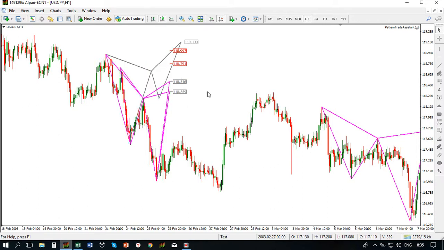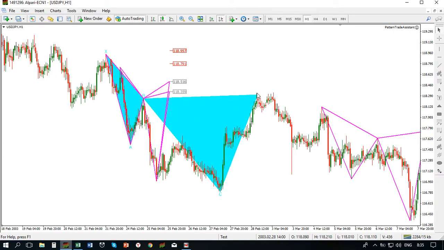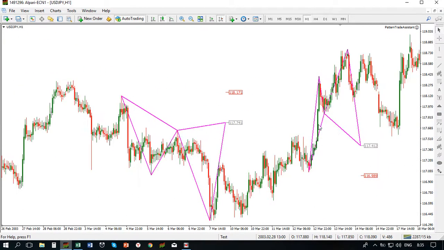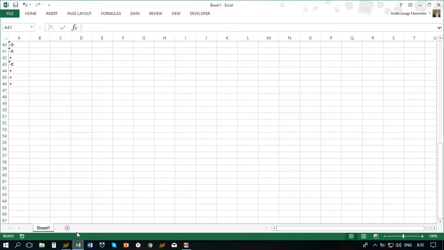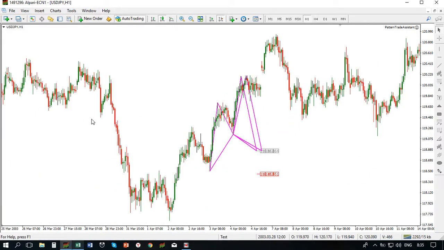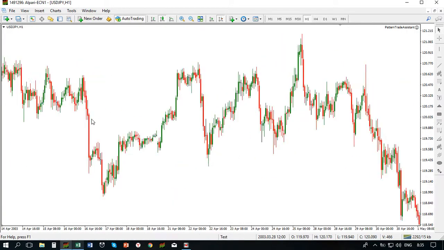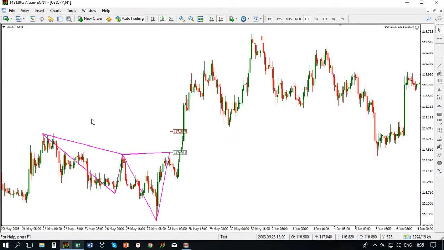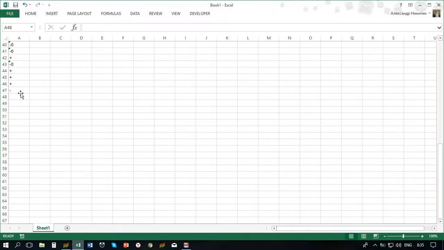Okay, what is this? It is a butterfly pattern. X to A to B to C, like this. You will have a pattern? No. A loss. We only have a loss. Next, next, page down, page down, page down, a loss. Type it in.